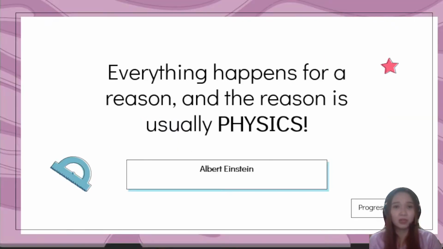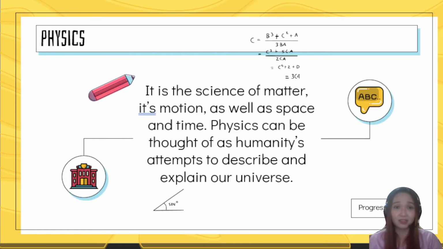For me, I do agree with Albert Einstein. Everything happens for a reason, and the reason is usually physics. So, how do we say that this is my definition of physics? Because scientifically, it is the science of matter, its motion, as well as space and time. Physics can be thought of as humanity's attempts to describe and explain our universe.